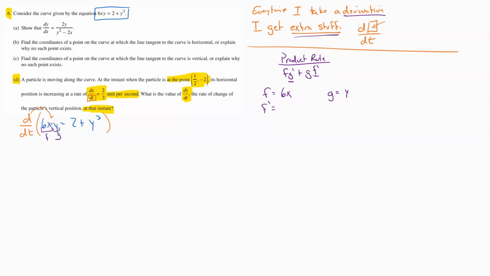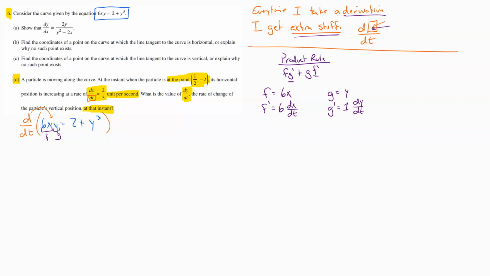So I take the derivative of 6x like I normally would, following the power rules. The derivative of 6x would be 6. I took the derivative of an x, so I get a dx/dt. I go find g prime now. The derivative of y would have just been 1. Took the derivative of a y, so I get a dy/dt. So again, that extra stuff, I'm filling that box in with whatever the letter it is I took the derivative of.